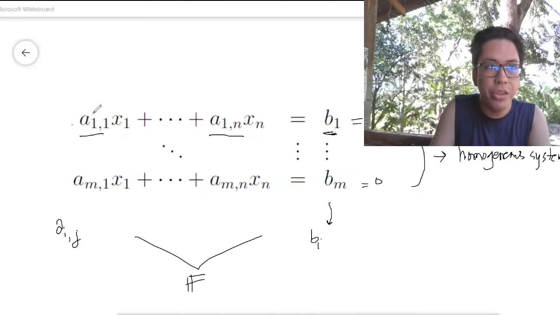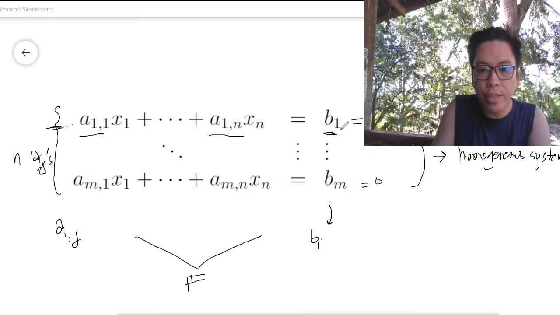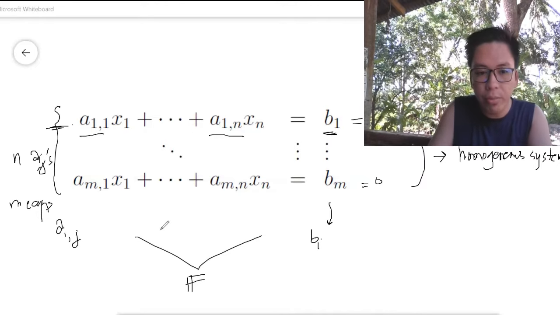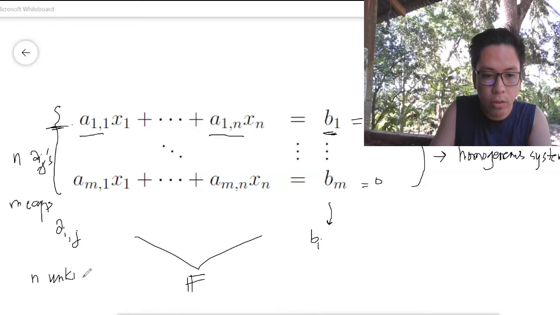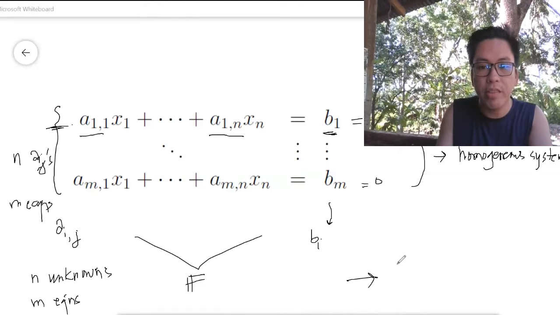In this system of equations, if you count the aij's in one particular equation, there are n aij's. And if you count the number of equations, which corresponds to the number of bi's, there are m equations, which means there are n variables, n unknowns, with m equations. So this system is called a system of m equations with n variables.